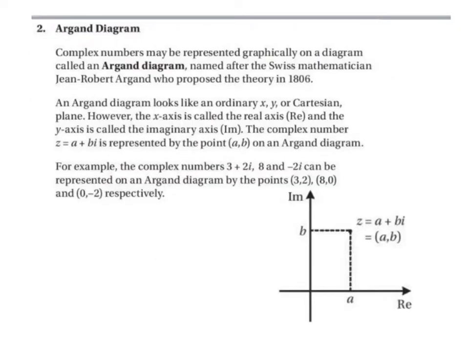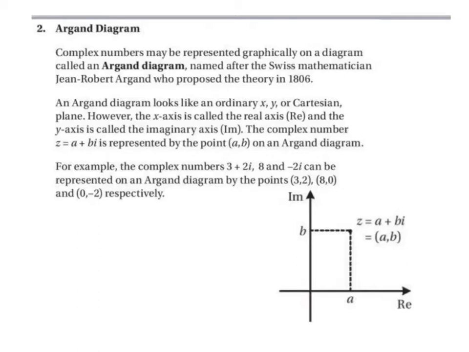The Argand diagram. Complex numbers may be represented graphically on a diagram called an Argand diagram, named after the Swiss mathematician Jean-Robert Argand, who proposed the theory in 1806. An Argand diagram looks like an ordinary x, y, or Cartesian plane. However, the x-axis is called the real axis, or Re, and the y-axis is called the imaginary axis, Im. So the x-axis, the horizontal line, is now the real axis. And the imaginary axis, which was once the y-axis, is now labelled Im.